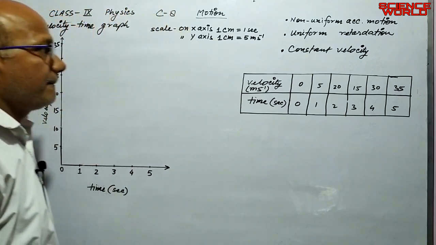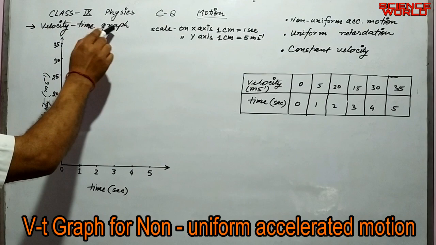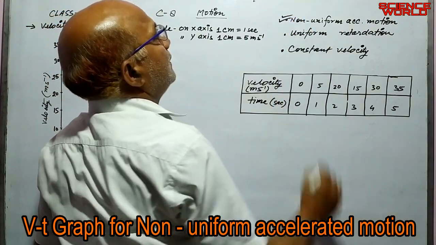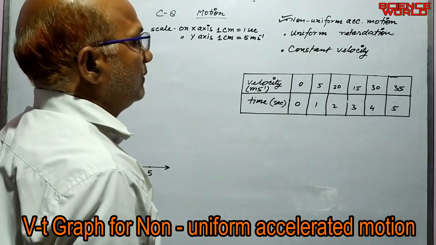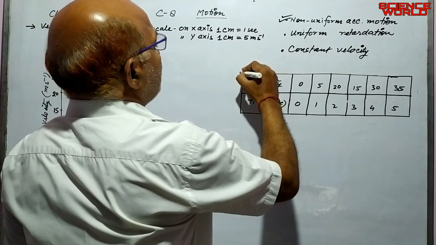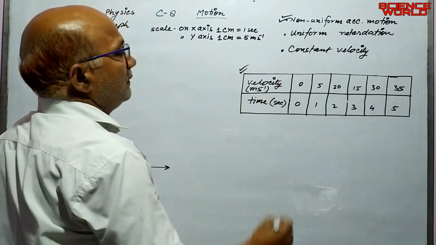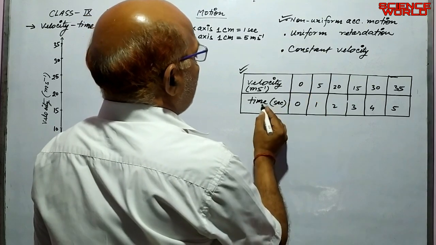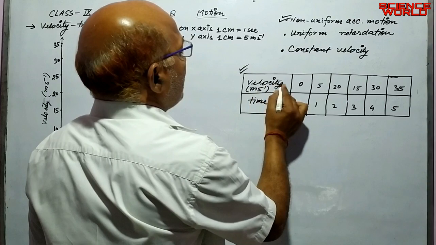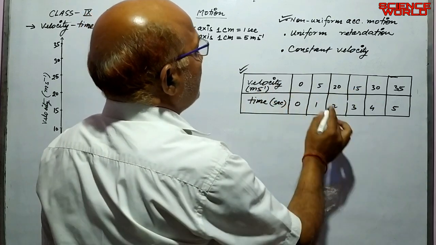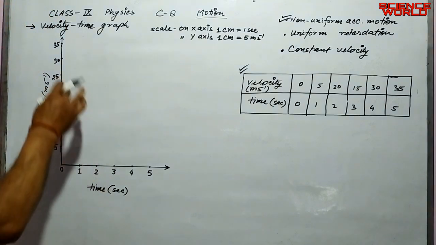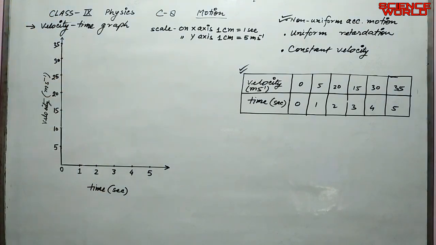So, let us see velocity time graph for non-uniform accelerated motion. For this, we can consider this data, velocity and time. Time in second is given, velocity is given in meter per second. We will use this data and we can plot velocity time graph for this data.